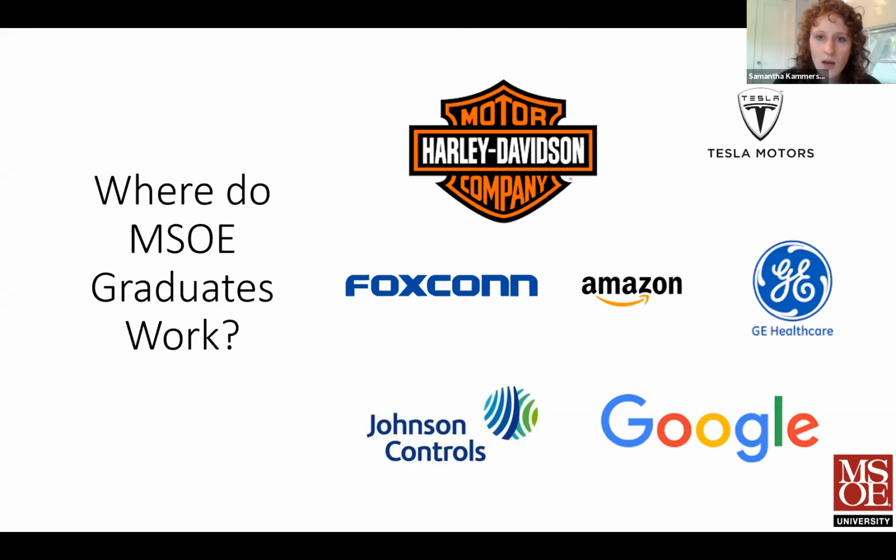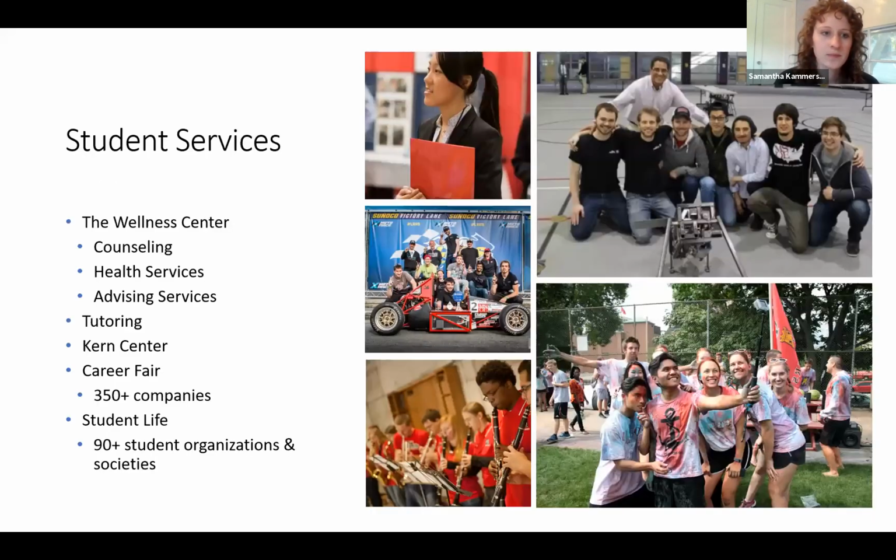Here are some of the really big companies where our graduates work. So some of them are within the Milwaukee area. Harley-Davidson is a huge one, but also Johnson Controls, GE Healthcare, Direct Supply. These are just some of the companies. But our students are really employed across the entire country. So you can see there, Google, Tesla, Amazon. Those are just some of the other companies that our students are hired at.